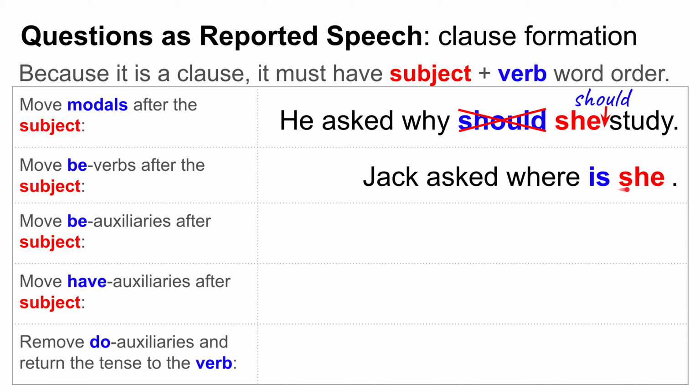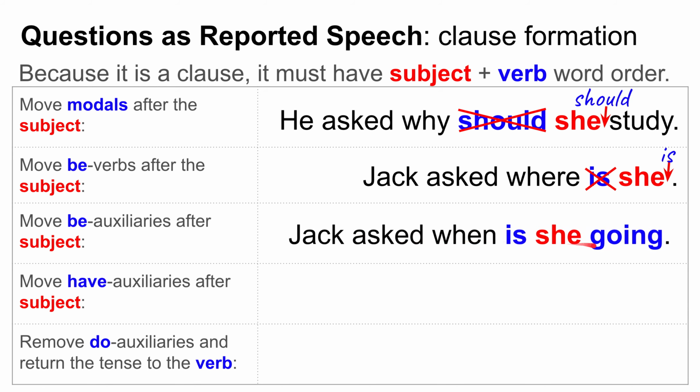Okay, where is she is a question, but if I'm reporting it, then I'm going to say Jack asked where she is. Same thing with the be auxiliaries. We have to move them after the subject. So when is she going? Okay, that's a question, but if it's a reported speech, then Jack asked when she is going. Okay, move the be auxiliaries after the subject.